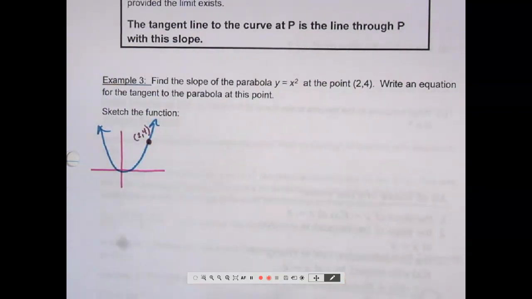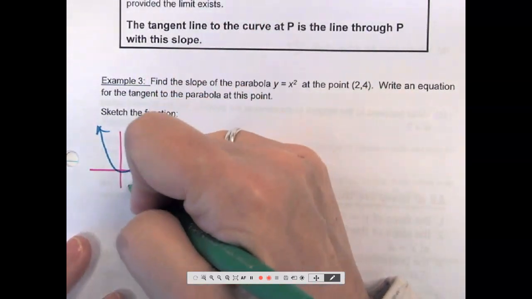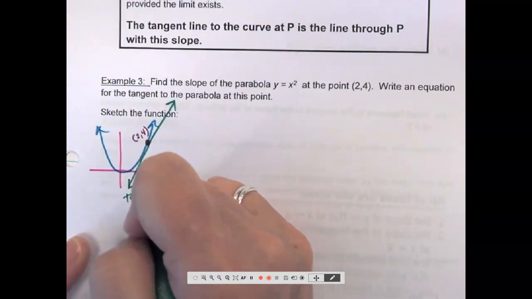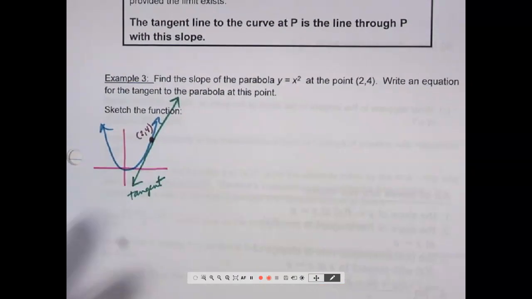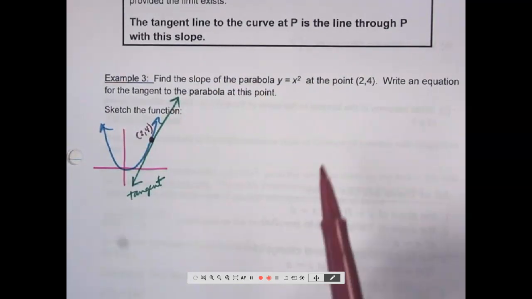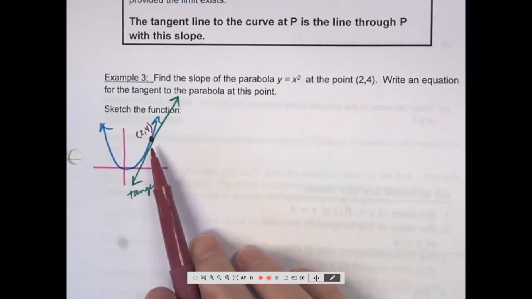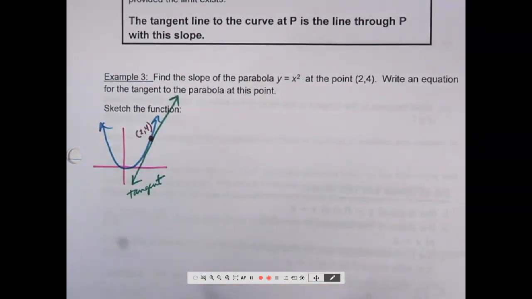Then also, let's have color overload here. What I'm finding is the slope of that tangent line. So I knew my function, and I knew the ordered pair. That's going to be my point of tangency. So I sketched a little tangent line, and what I'm going to find is the slope of the parabola at this point, which is the same as the slope of that tangent, which will tell me how that graph is changing at that point. Okay?